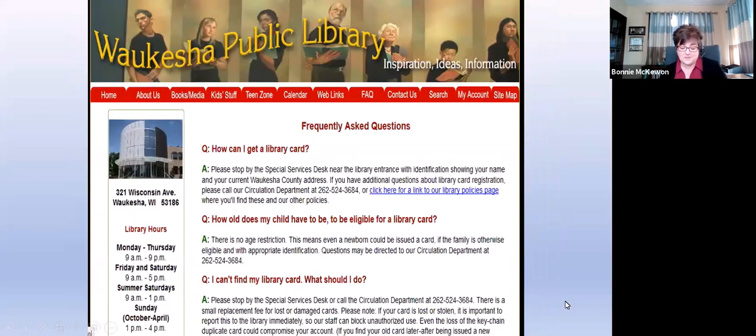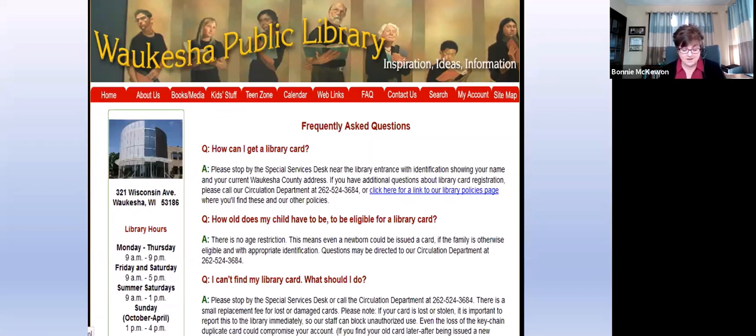Now, this is an example I like very much. An example of regulations surrounding a circulation policy. But this is also an example that takes on sharing regulations in a very interesting way. This comes from Waukesha, Wisconsin. And I like this because they've taken an FAQ approach. They've taken a frequently asked questions approach as a way to explain regulations to their library users.